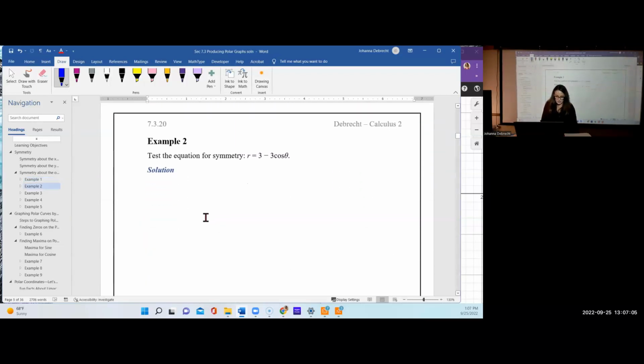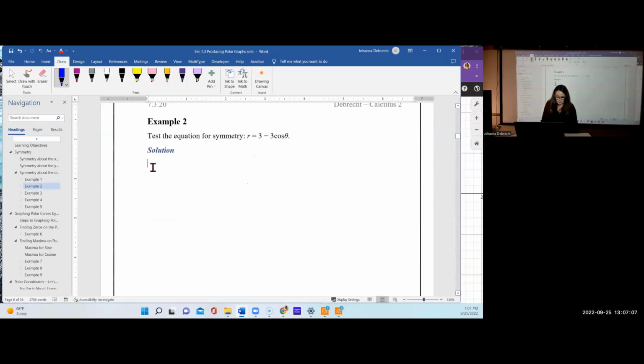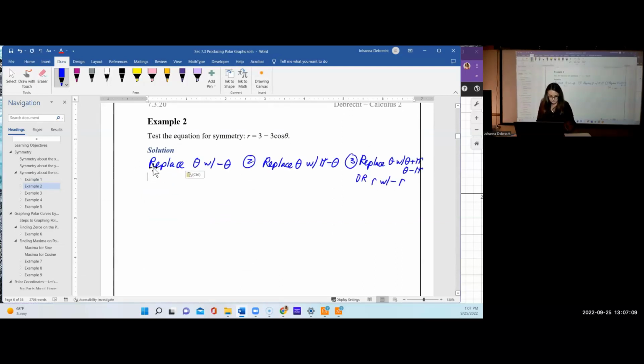Okay, let's look at example number 2. We have: test the equation for symmetry, r equals 3 minus 3 cosine of theta. So when we're looking at this one, again, we can see that we've got cosine. So we know that theta being replaced by negative theta is not going to change the equation. So we definitely have x-axis symmetry. That's for sure. All right.